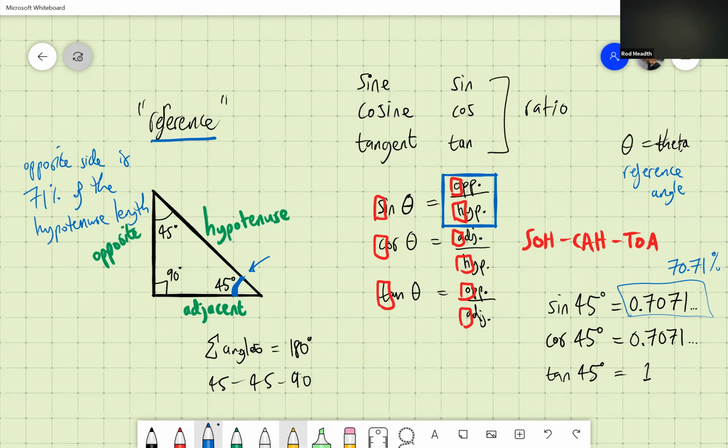To go into the next one, the cosine of 45 degrees is also 0.7071. And by the way, they won't always be the same, okay? Usually they are different numbers. This is a unique case, but that's fine. So that is referring back to here and telling you that the ratio between the adjacent side and the hypotenuse is also about 71%, okay? The length of this adjacent side is about 71% of the length of the hypotenuse, all right?